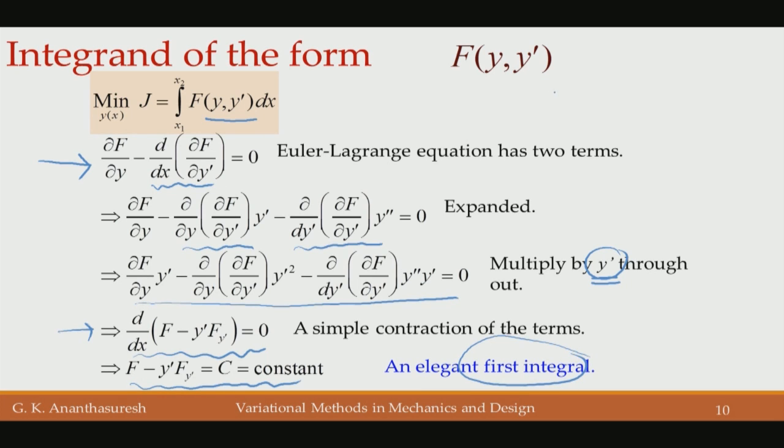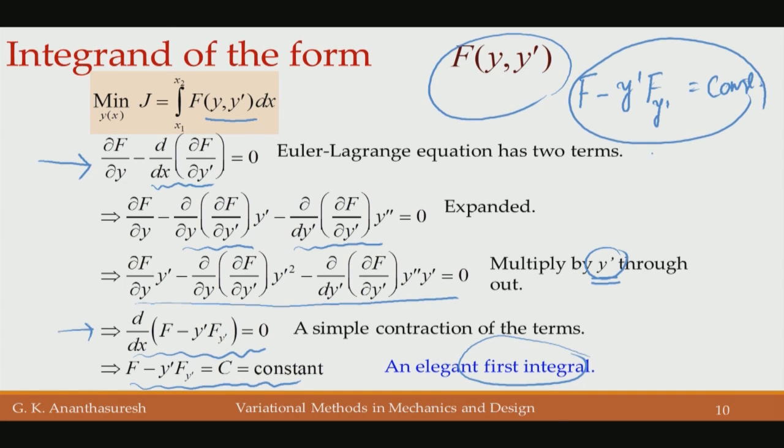So, when the integrand is of this form, then you do not have to write the Lagrange equation and then struggle to solve it. You can simply write that f minus y prime f_y' is equal to constant. That is the solution of the first integral. Again, f_y' in our notation is ∂f/∂y', okay. That is the first integral. We understand that we have a differentiation at this step, and we are getting the solution by integrating, rather, in a straightforward manner.